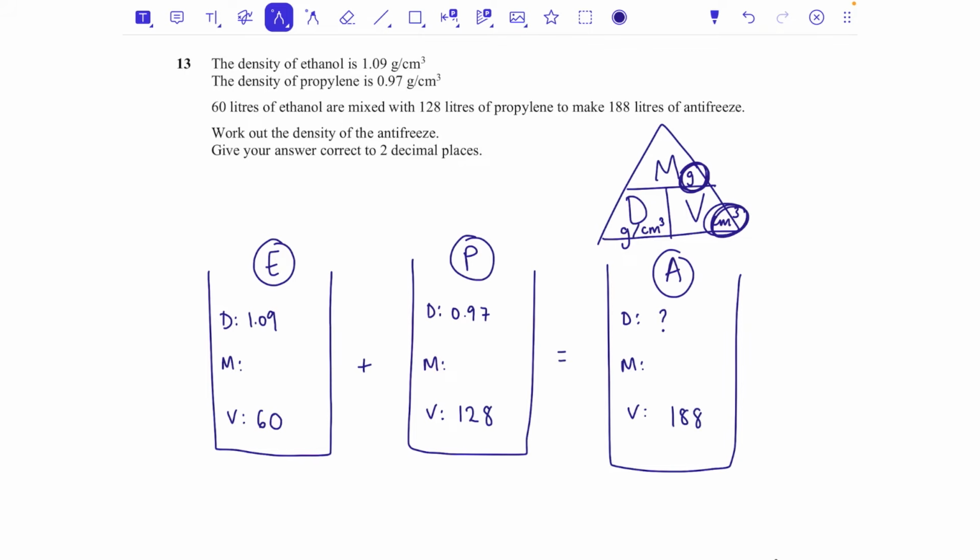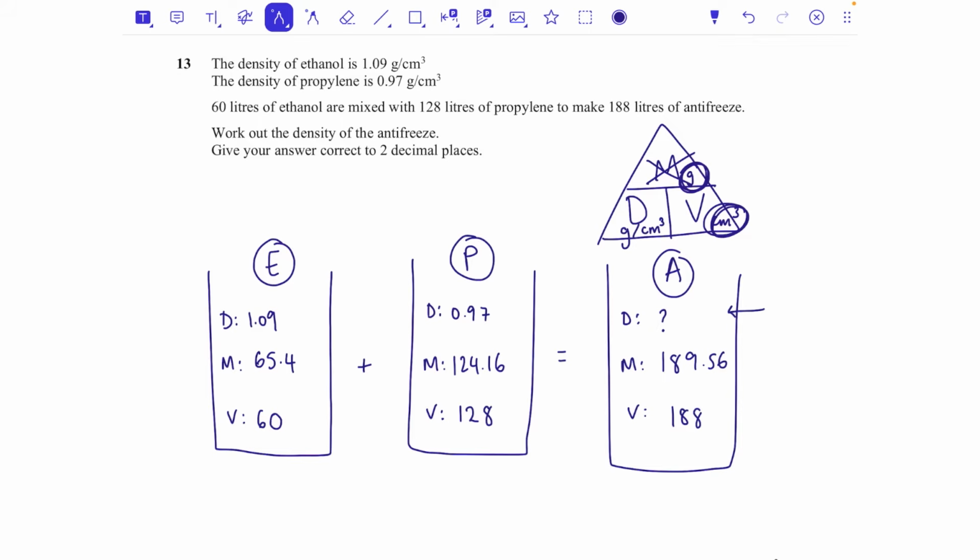Now, I want the mass of each of the ethanol, propylene and the antifreeze. To get mass, if we cover that up, it's density times volume. So 1.09 times 60 is 65.4. And then 0.97 times 128 gives me, for the mass of the propylene, 124.16. And then I can add those together to get the total mass. 65.4 is going to be 189.56. Now, if I want the density of the antifreeze, I'm going to do mass divided by volume.